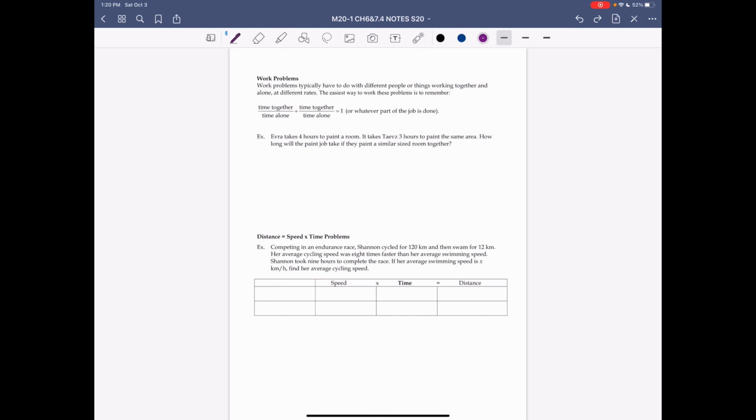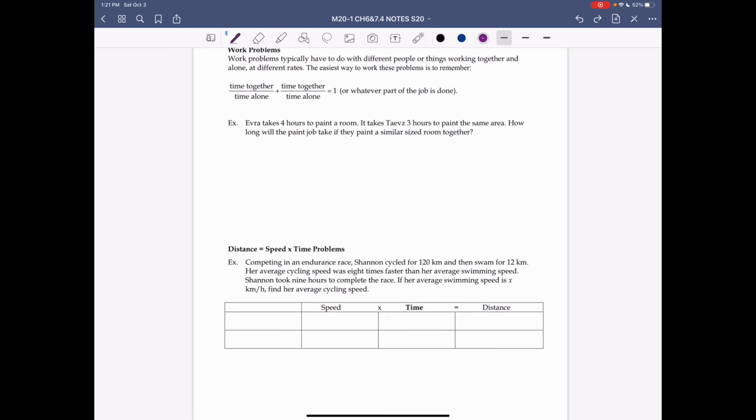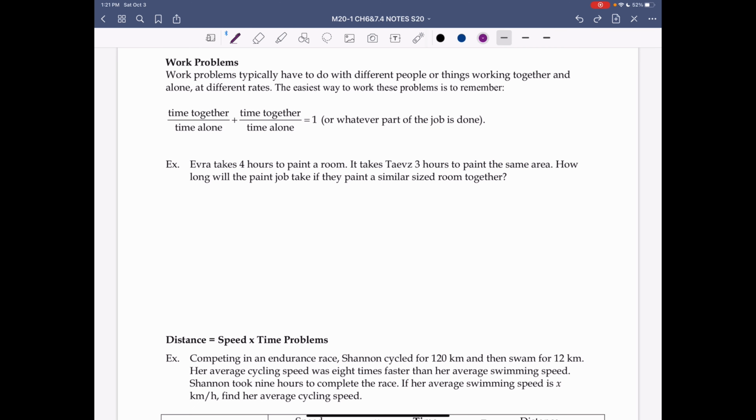Example: Evra takes 4 hours to paint a room. It takes Taves 3 hours to paint the same area. How long will the paint job take if they paint a similar sized room together? We're trying to find the time that it takes for them to paint this room together. That's what we're going to let our variable equal.